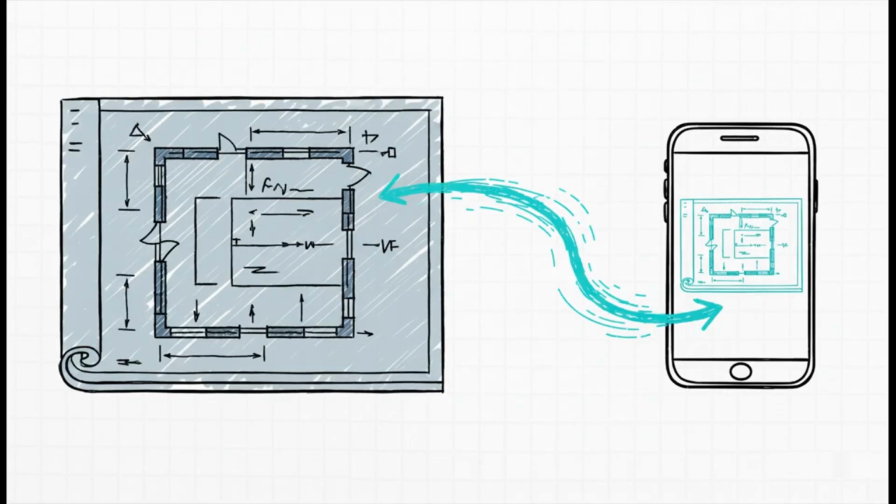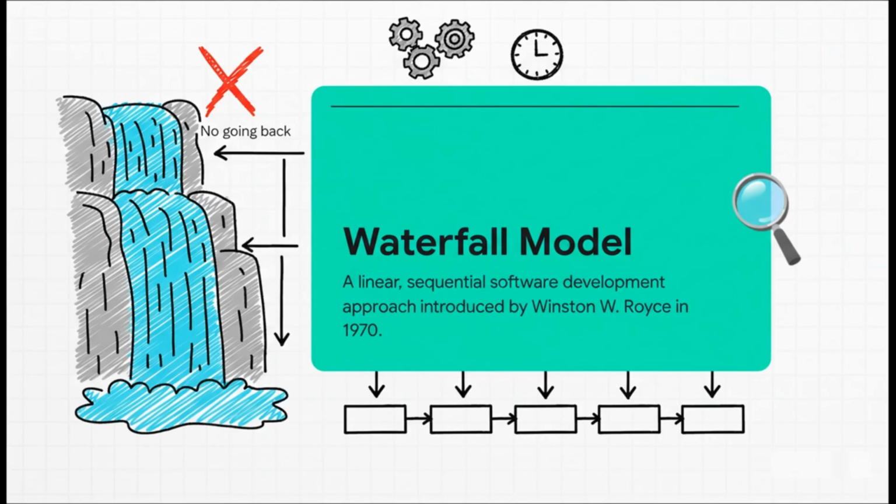Well, that exact same philosophy, that rigid, step-by-step approach, was the very first one applied to the digital world. And that foundational method for making software, we call it the Waterfall Model. So what exactly is it? Well, it was formally introduced way back in 1970 by a guy named Winston W. Royce. And the two words you really need to remember here are linear and sequential.